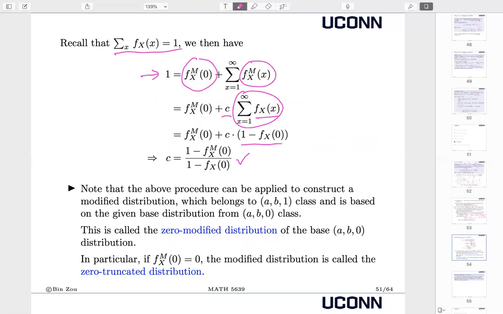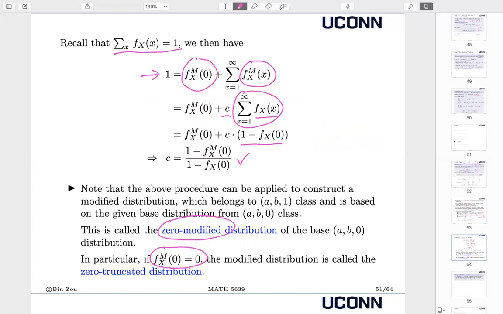The whole procedure is called the zero modification distribution. So we modify the probability at value 0, which is why it's called zero modified. A very special case of zero modified is zero truncated. We simply let the probability at 0 be 0, which means we don't want to see 0 happening.